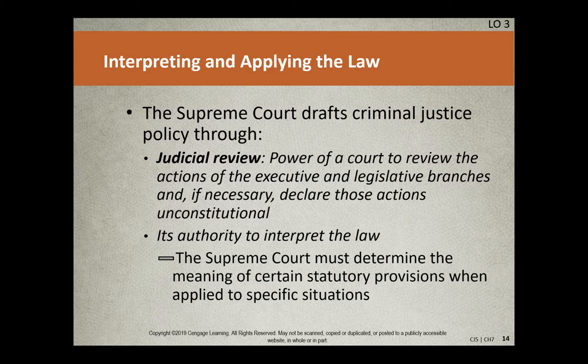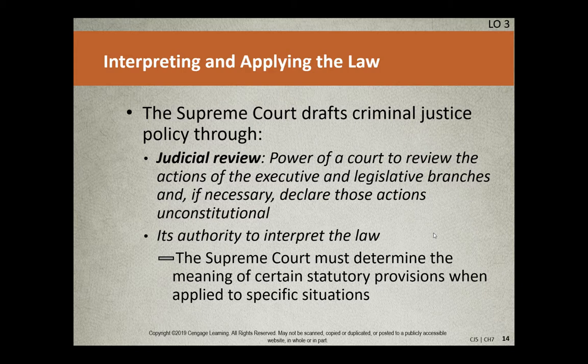So the court has addressed nearly every important facet of criminal law. And the Supreme Court makes criminal justice policy in two different ways: through judicial review and by virtue of its authority to interpret the law. So judicial review refers to the power of the court to determine whether a law or action by the other branches of the government is constitutional. Not right or wrong, constitutional. So really, the Supreme Court is the final interpreter of the Constitution, of the law.